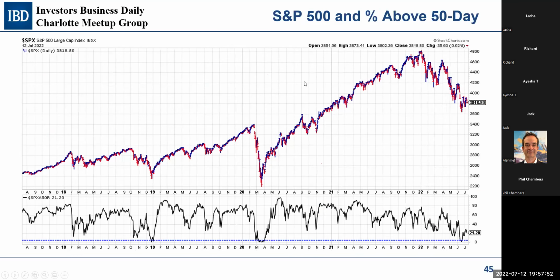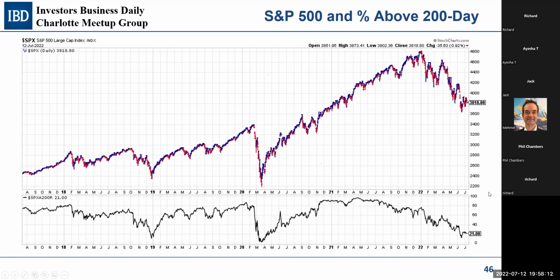Okay, some breadth things that we're looking at: the S&P and percent above the 50-day. We saw that bottom out and recover quite a bit, close to 5%, and you can see that 5% level was hit in the last two bear markets. Something promising, I guess, if that was washed out enough. But the S&P and percent above the 200-day is not quite at a super low level.